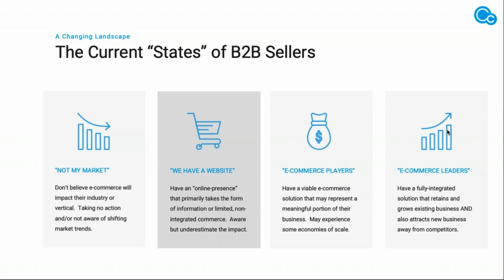The second bucket of B2B sellers that we see in a current state, so this is pre-COVID-19, are people that have a website and an online presence. If you Google search their company, you'll be able to find a website and get some general information, but they're not leveraging their website as a selling arm or extension of the company. It's more of a corporate placeholder or a minimum viable product, if you will, and they're not leveraging the ability to sell online.